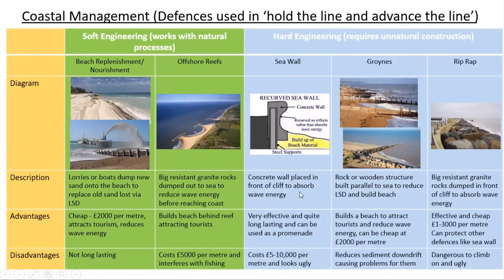Sea walls: concrete walls placed in front of a cliff to absorb the wave energy or reflect it back. Often you won't notice these because you'll think they're just a promenade, and they're used as a way for pedestrians to walk. Groins, they can be wooden or rock groins, and again they try and stop longshore drift from occurring, just a bit like this really, except this is building up a beach. They build up a beach by stopping the beach getting carried away. And lastly, riprap, which is where you put big boulders again in front of the cliffs or in front of a seawall to protect that from the wave energy.